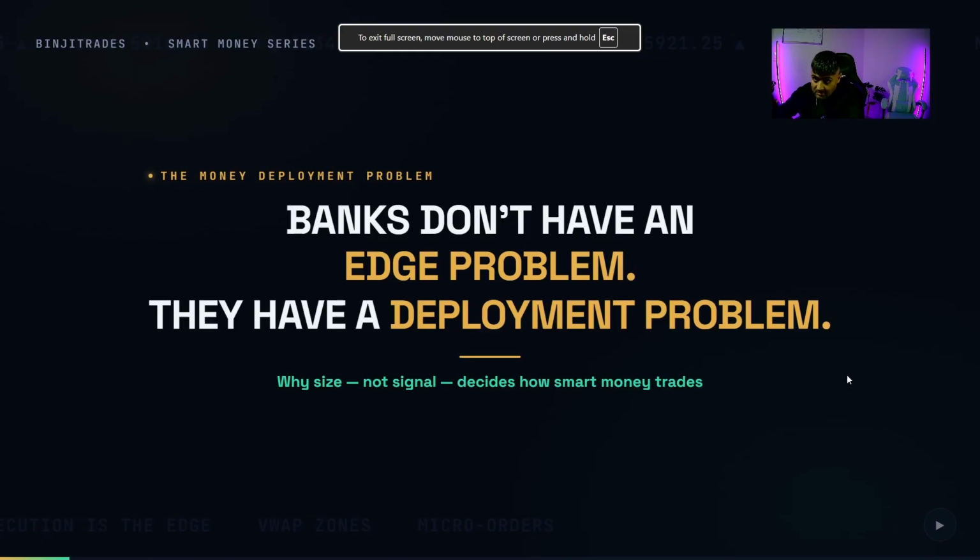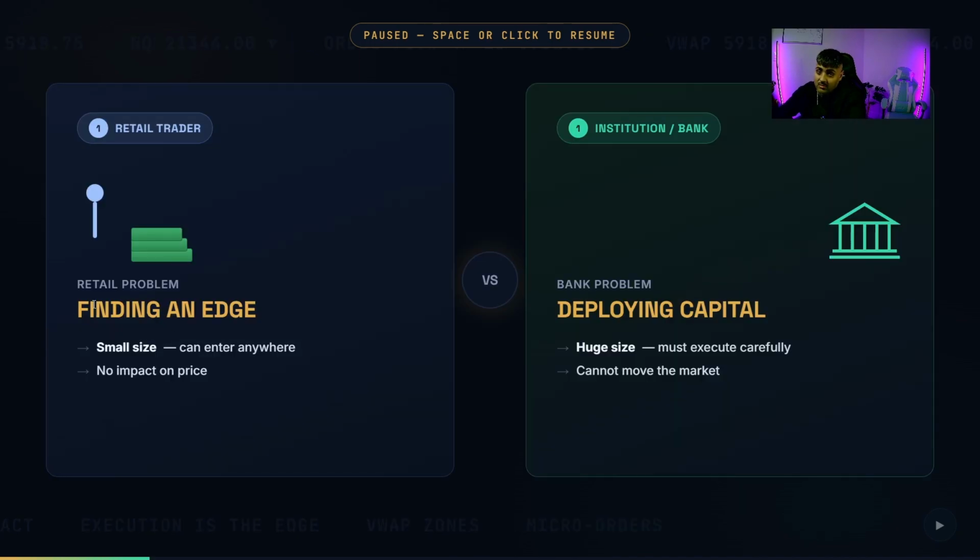Now let's get a little deeper into what problems banks have and why they execute the way they do. First of all, banks don't have an edge problem. Retail traders do. Banks have a deployment problem, and size, not signal, decides how smart money trades. Retail problem: we look for an edge, small size, we can enter anywhere, we can exit anywhere. There's literally no impact with 5 lots or 5, 10, 15 contracts.